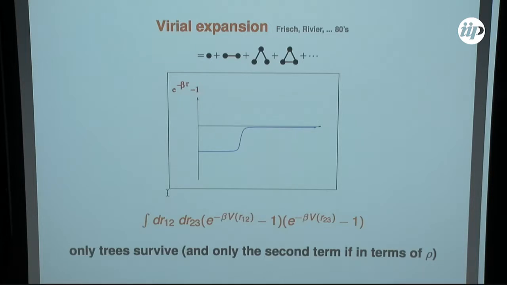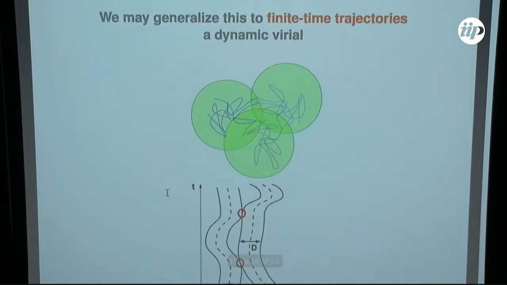And now what I said about touching spheres mutually, you can translate it immediately to this virial series. And immediately you conclude that only diagrams that are trees contribute in the large D limit, for the reason I said a minute ago. So that's all you need to know. But that was the idea that Frisch and Rivier had 30 years ago. Now the question is, how do you do it for dynamics? Well, you have to invent a dynamical virial expansion, which as far as I know wasn't invented. Something similar was invented, which is a quantum virial expansion, but not a dynamic one.